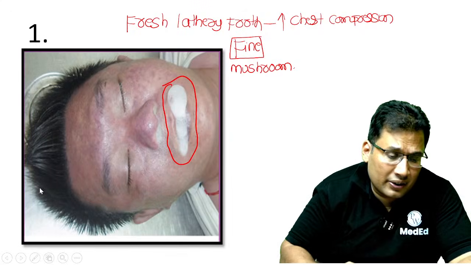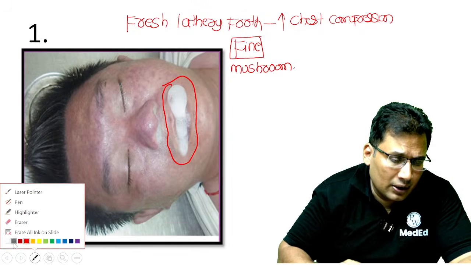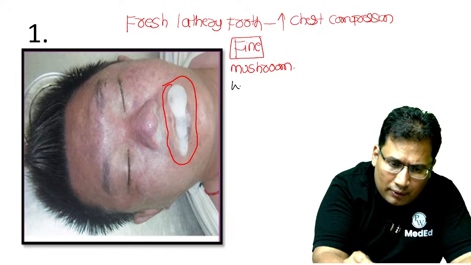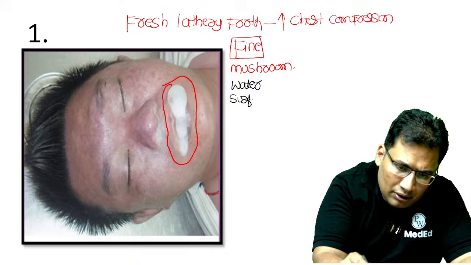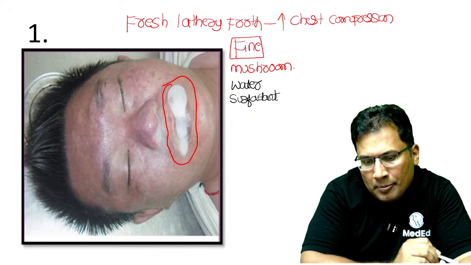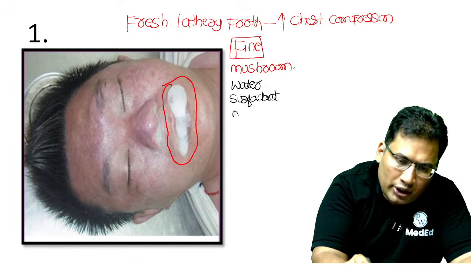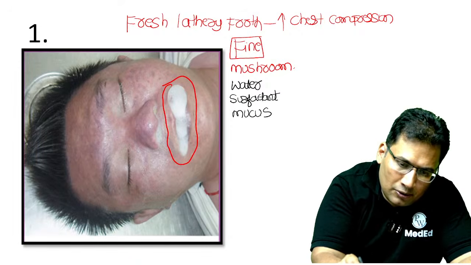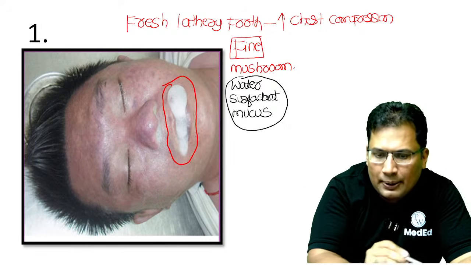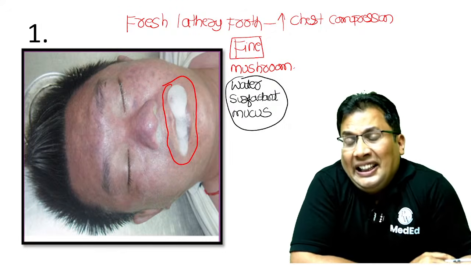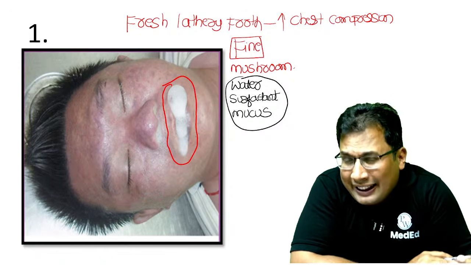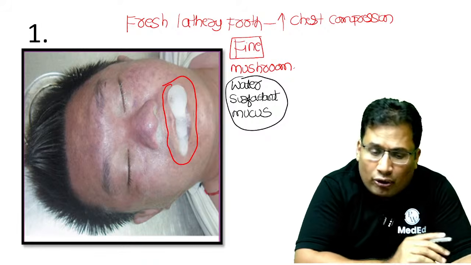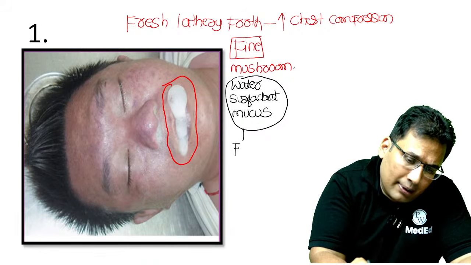Why does froth occur? The froth occurs because of the combination of water, surfactant, then mucus. Surfactant is made up of phosphatidylcholine and phosphatidylserine. When it combines with the water, there will be mixing. So the mixing causes the froth. This can be asked in your exam.